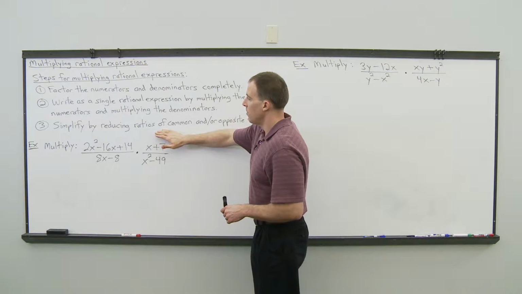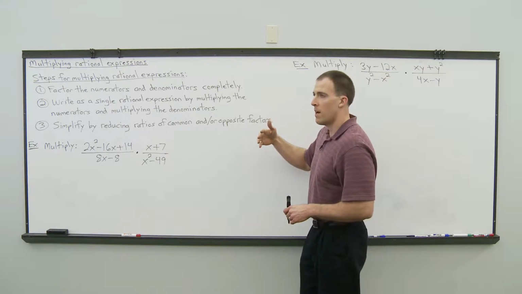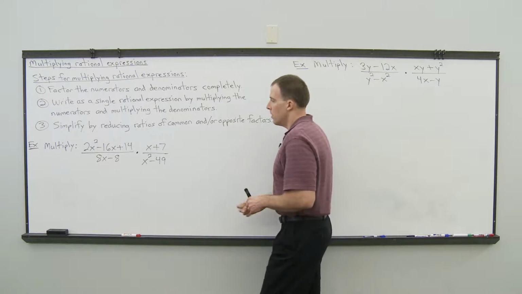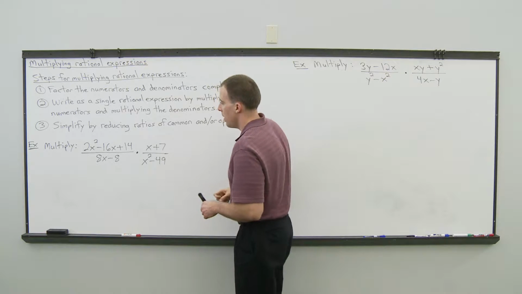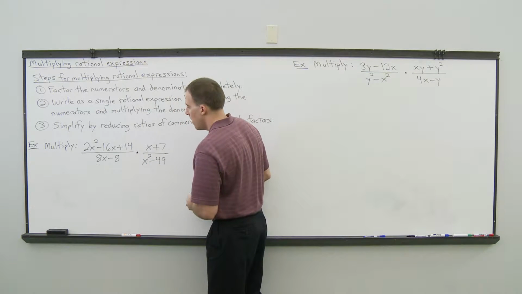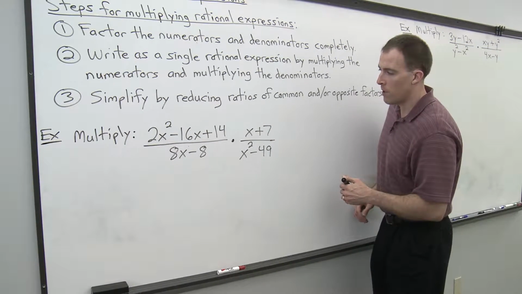And then finally, simplify by reducing ratios of common and/or opposite factors. Common factors will divide out to 1, and opposite factors will divide out to -1. So in this example, we're asked to multiply (2x² − 16x + 14)/(x − 8) times (x + 7)/(x² − 49).